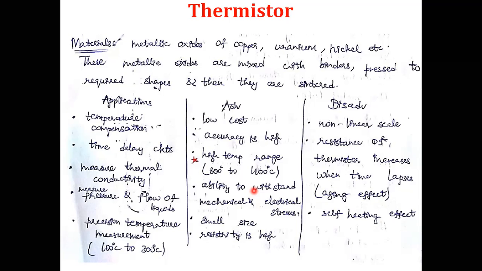an aging effect may come here. Due to the aging effect, these parameters like temperature and resistance are going to vary. The instrument is not going to work properly due to that aging effect also. And the self-heating effect also may come into the picture. Due to that self-heating effect also, our instrument may get damaged.